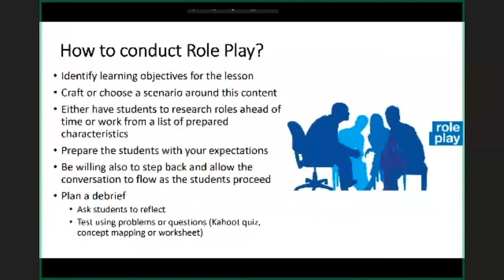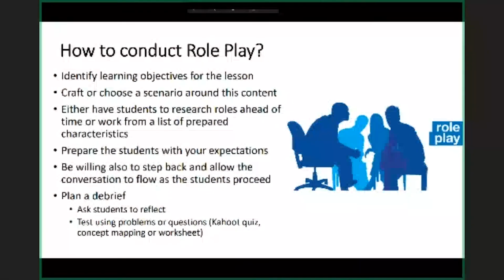Ask the students to reflect on it. So plan it in the time frame where you are going to have those last 5-10 minutes to debrief and reflect on what you did. Maybe have a follow-up next lecture or towards the end of the lecture if you have time to test their knowledge using problems or questions.